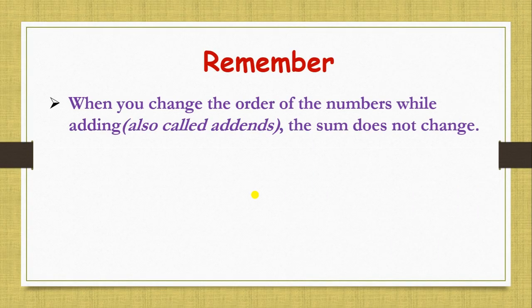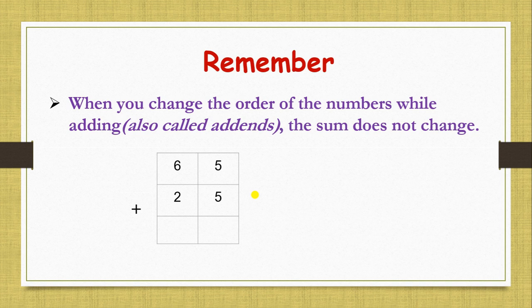Remember, when you change the order of numbers while adding, the sum does not change. Whenever you are changing the order of numbers in addition, it doesn't affect the answer. Let's see one example. 65 plus 25. Let's add it.